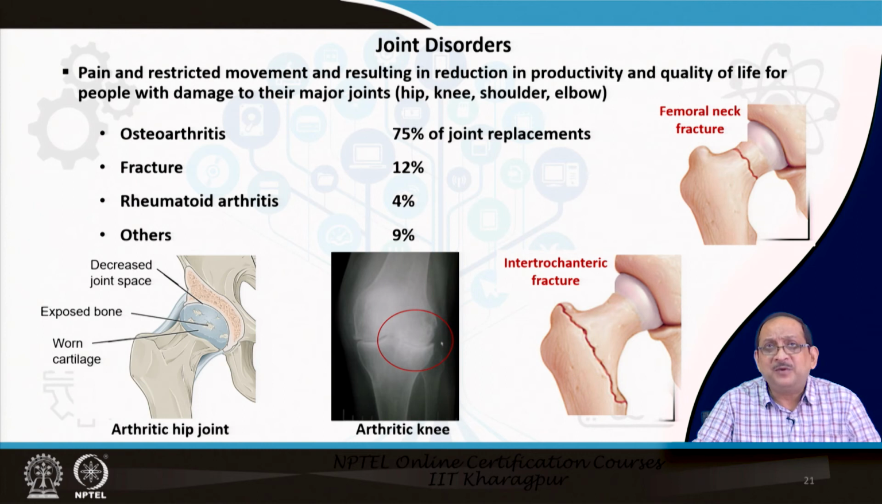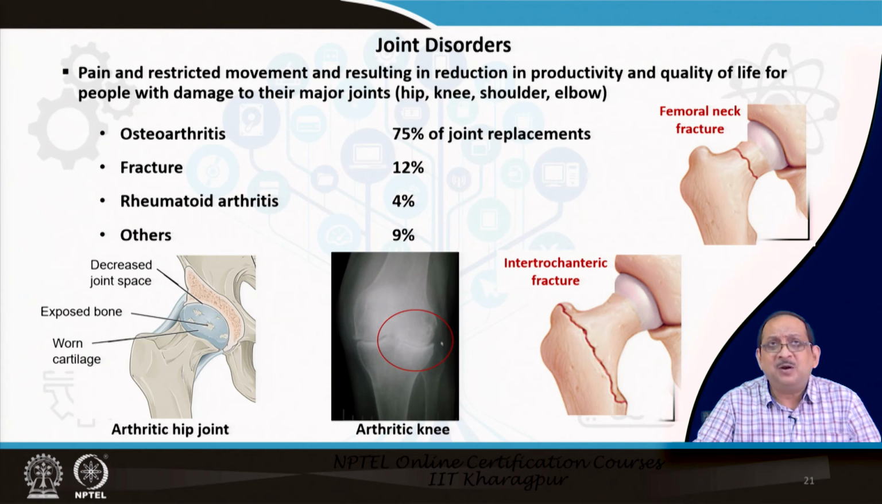Apart from that, fracture in bones can happen in about 12% of the population. Here we can see an intertrochanteric fracture in the femur, as well as a femoral neck fracture, which is a common joint disorder in elderly patients. Apart from arthritis and fracture, the other joint disorders are due to traumatic injuries.